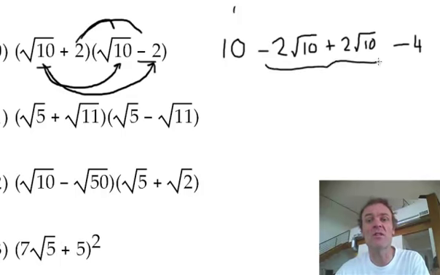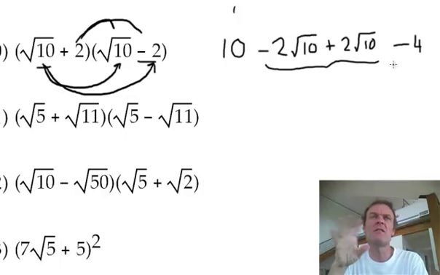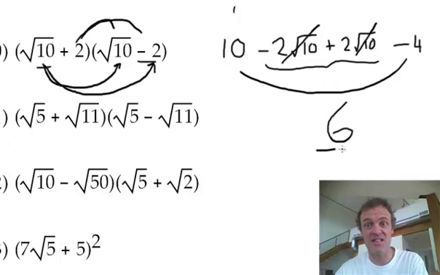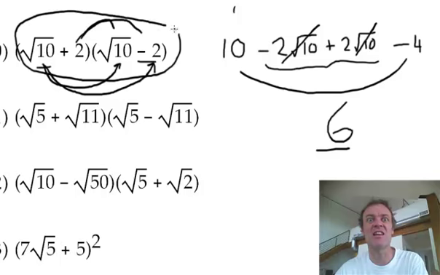Look at those. 2 root 10, take away 2 root 10, no root 10s, it's gone. I'm just going to do this right now. All you've got is what's 10 take away 4, it's 6. Believe it or not, that's the answer to that. That is 6, because the roots cancelled, and you were just left with the part without the roots.